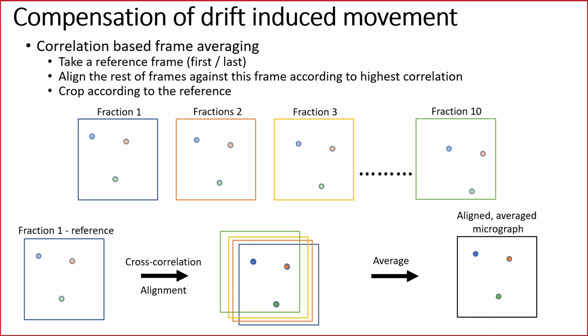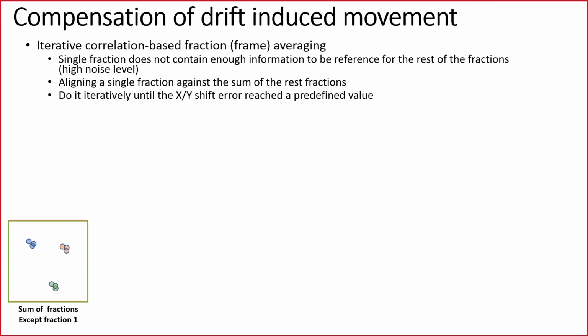There is no drift in the micrograph, or the drift is corrected. The problem with this approach is that in every single fraction we have a small amount of signal. So we are aligning a very noisy fraction number 1 with a very noisy fraction number 2, or with a very noisy fraction number 3. So this cross correlation is not working extremely well. So a different approach was developed.